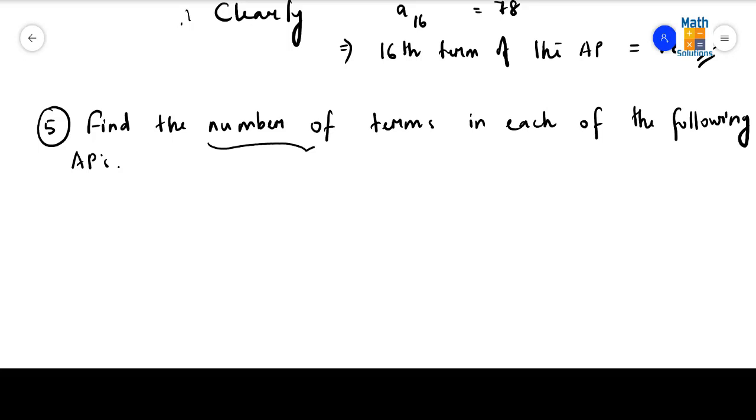So the first question under this is, the first AP written here is 7, then 13, then 19, and it goes on up to 205. That means the last term of the series is also given. This last term of the series I prefer to consider as the nth term, and then we can evaluate the value of n.